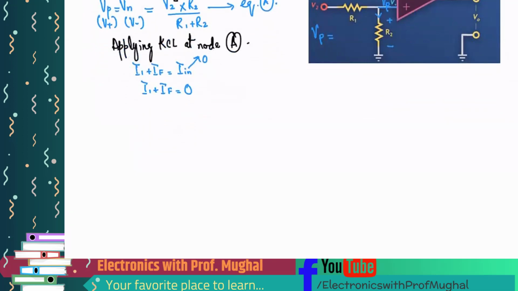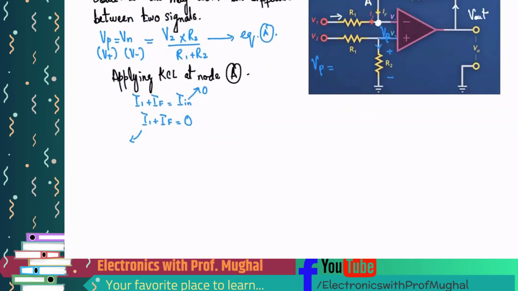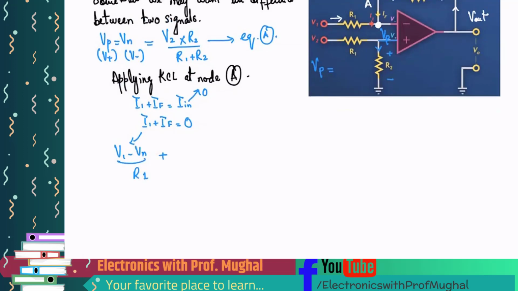Now, can you guys tell me I1 in terms of V over R, what would that be? V1 minus Vn over R1. Perfect. What about IF? Vout minus Vn over R2. That is absolutely perfect. And this is equal to 0.